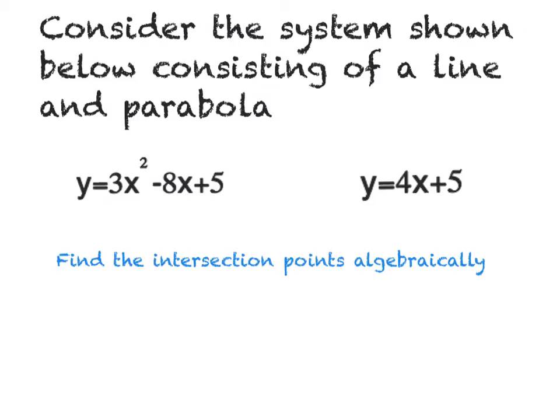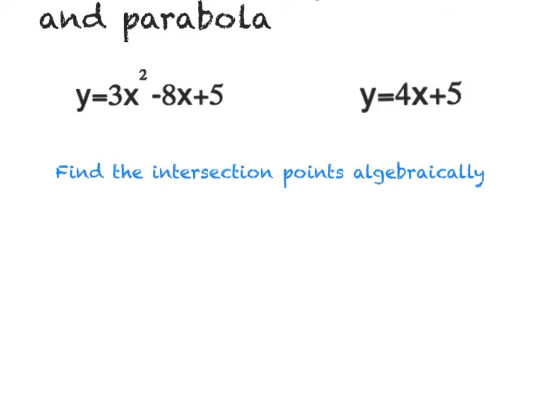The next section says, consider the system shown below consisting of a line and a parabola. So hopefully you're aware this is the parabola by now. It has the squared term in it, and this is our line, or linear, has nothing squared, just y equals mx plus b. The first set of directions say find the intersection points algebraically. Okay, so basically if I were to graph these two functions, they would intersect, and now we just have to find it algebraically instead of graphically.